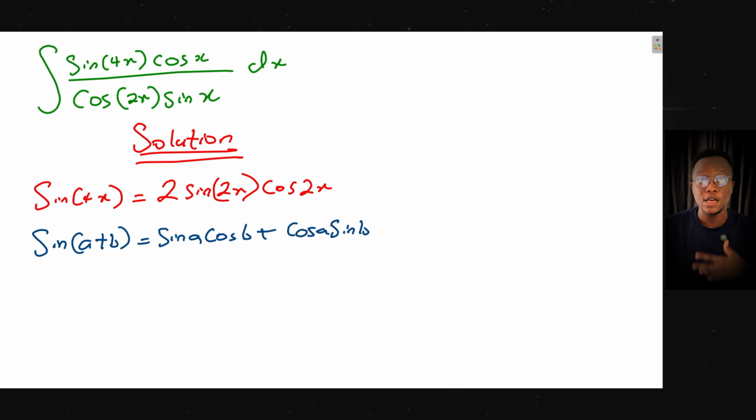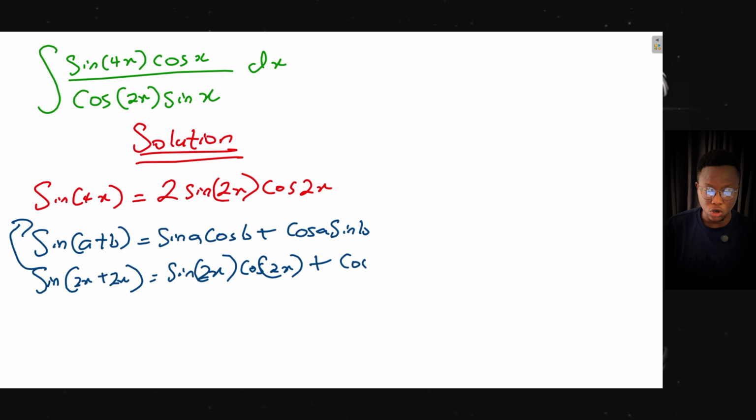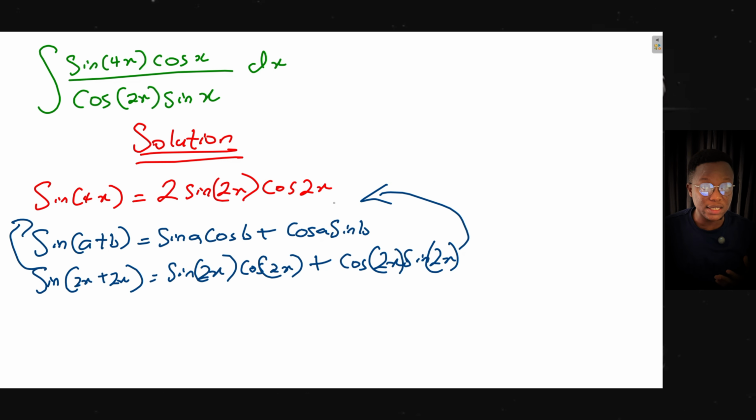Okay? That means if we say sine (2x plus 2x), which is what 4x is, then we can say sine 2x cos 2x plus cos 2x sine 2x. All right, which will ultimately give us what we have at first. So we understand that sine 4x is the same thing as 2 sine 2x cos 2x.